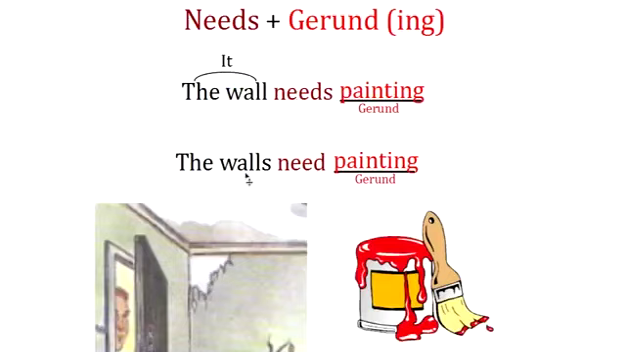But the walls, that's plural, right? That's not one thing, it's many things. So that's like the idea of they. Now with they, I do not use the S, right? So there is no third person S with they, or in this context, the walls. But if I use need or needs, I can use a gerund to describe what needs to happen, right? So the walls need painting. Good.